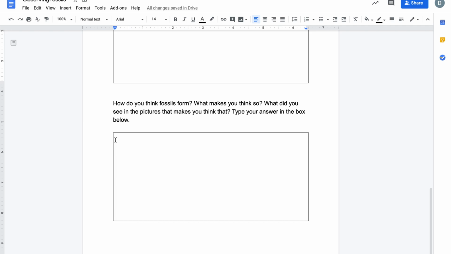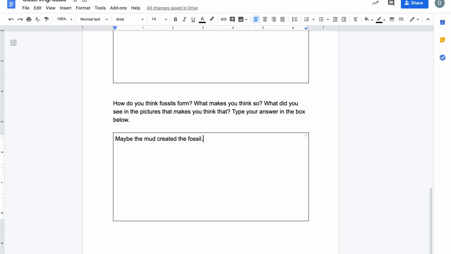All right, so again, I'm going to type it in this box. So I saw lots of mud, right? So maybe mud has something to do with fossil formation. So maybe the mud created the fossil. So I would type that in. That's just my example. Yours could be more detailed.